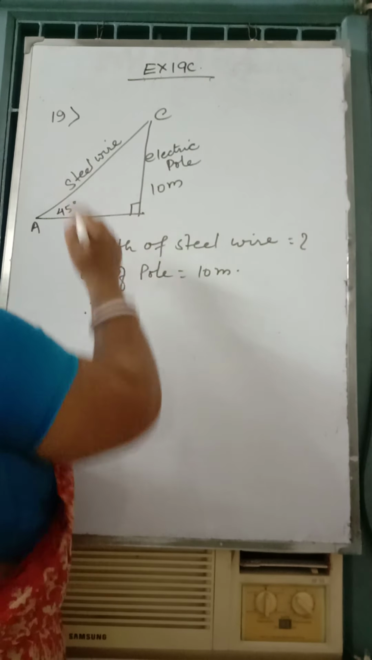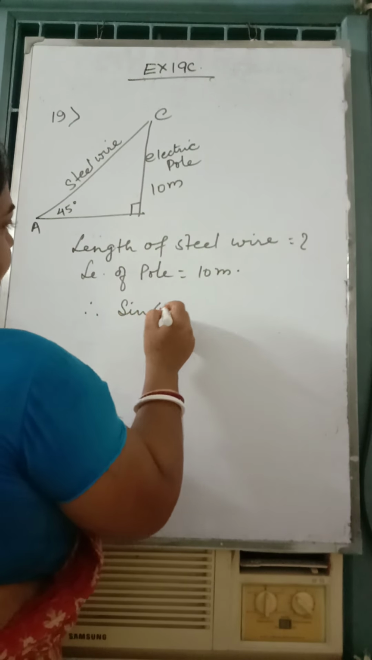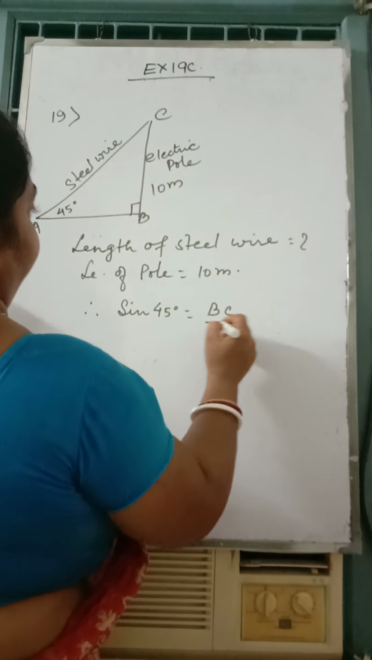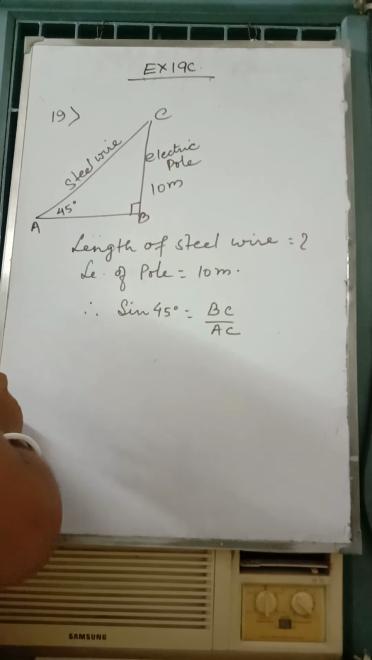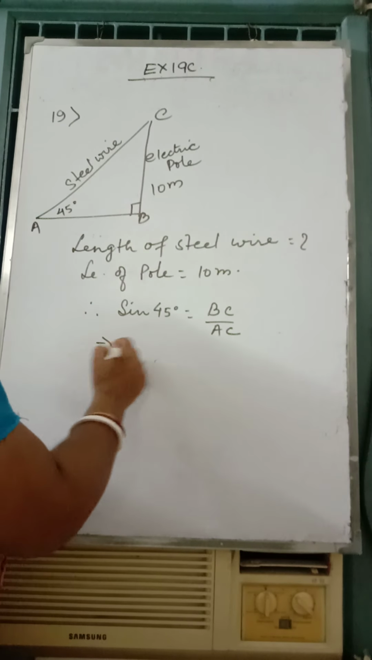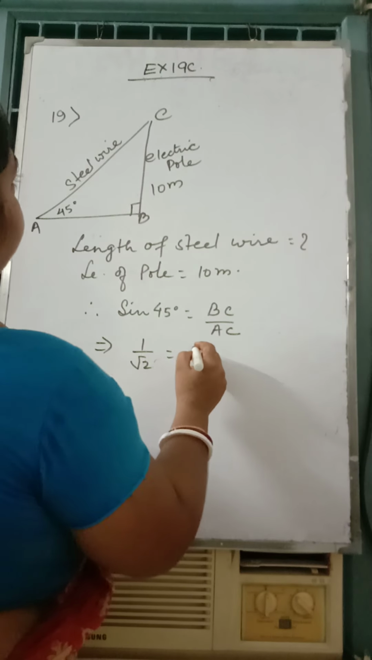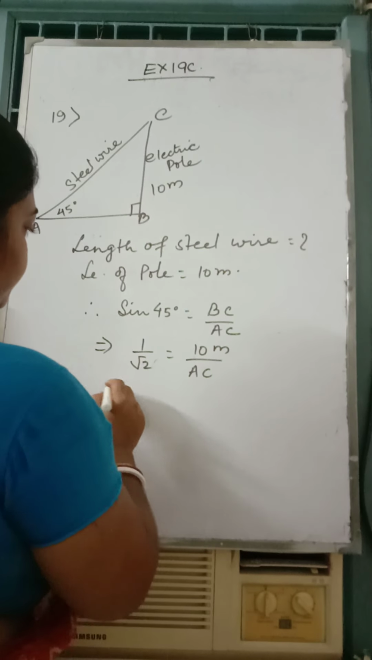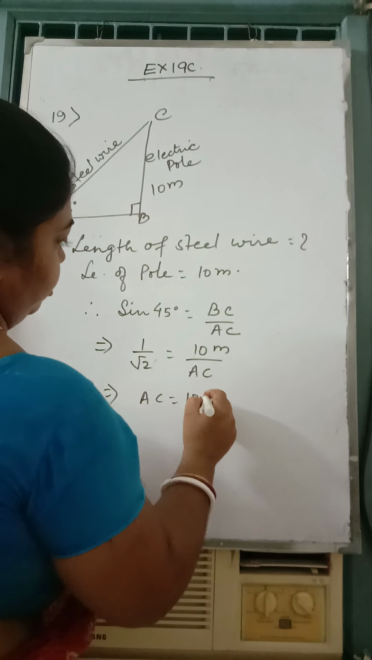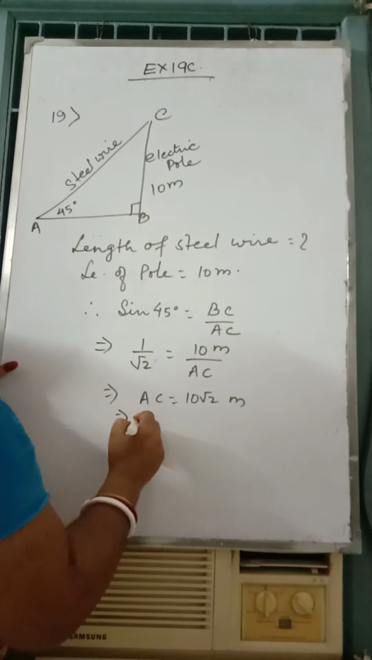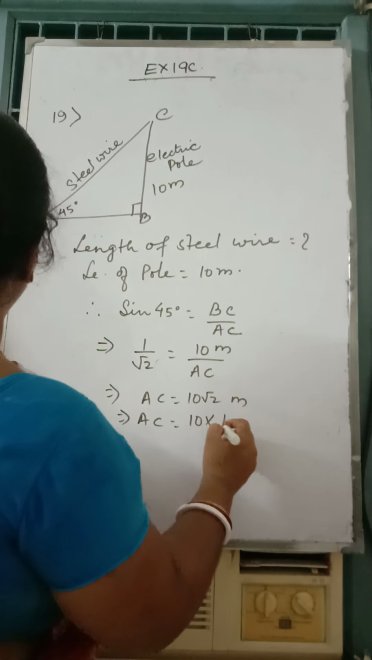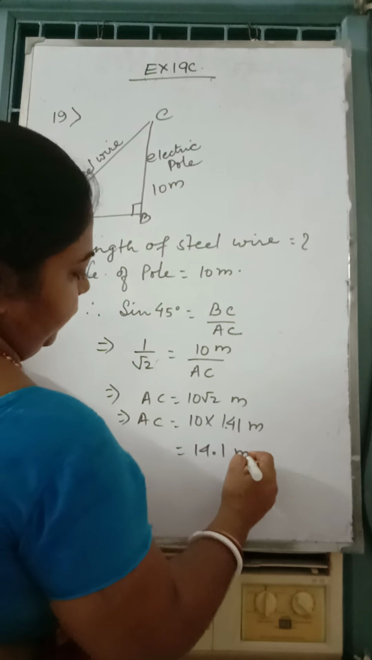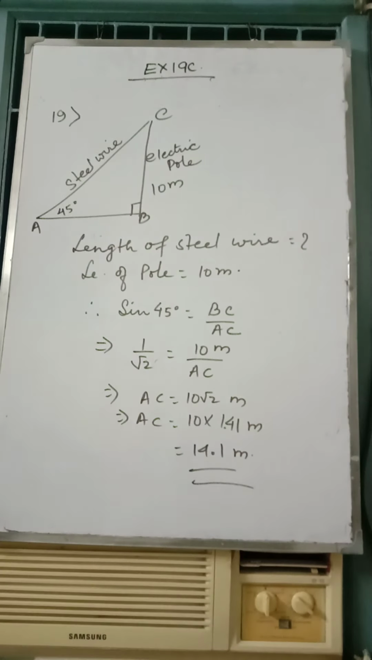I have perpendicular, I need hypotenuse. Sine 45 degree is equal to BC by AC. Is it, my dear? Sine 45 is 1 by root 2. BC is 10 by AC. Or AC is equal to 10 root 2 meter, or AC is equal to 10 into 1.41 meter, or 14.1 meter is the length of steel wire. Question number 19.